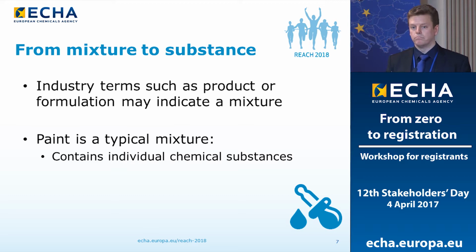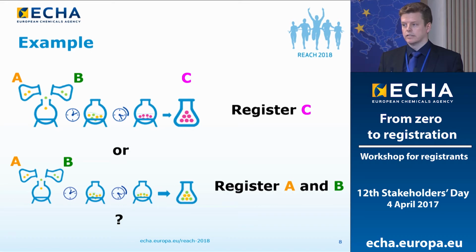So maybe you have a product or a formulation. These are typical industry terms that may indicate you have a mixture. If we look at a commercial paint, that's a typical mixture. It contains individual chemical substances. I hope this graphic illustrates it quite well. In the first example, you basically react two chemical substances, A and B, together. They're identified by the yellow and green dots, and then they form something different, and this is a substance, and this substance C requires registration.